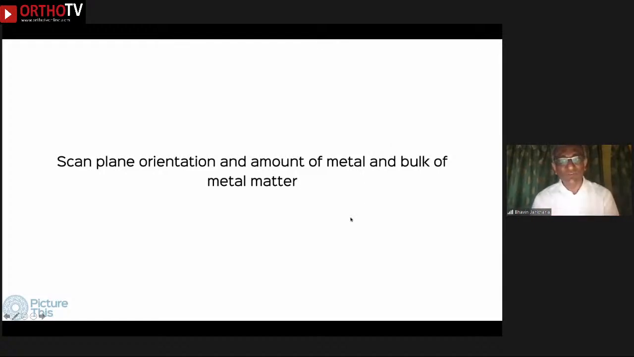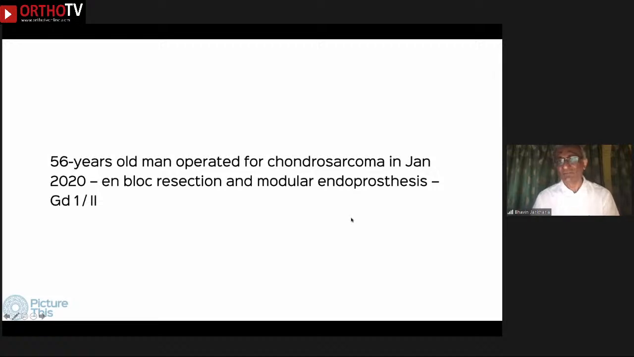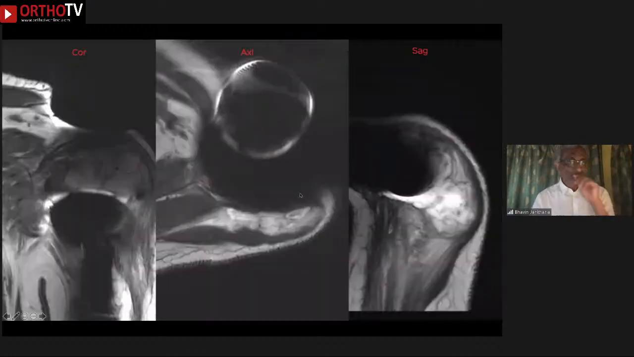So now scan plane orientation matters, the amount of metal matters, the bulk of metal would matter. Here is another 56-year-old man operated for chondrosarcoma in January, grade 1, 2, but has now come with a recurrent swelling. And again, these are the reconstructed X-ray-like images from the CT. Now, when we look at the MR images at the site of the headpiece here, there's a lot of artifact, but you're still able to see the recurrent tumor because of the high contrast of the cartilage.